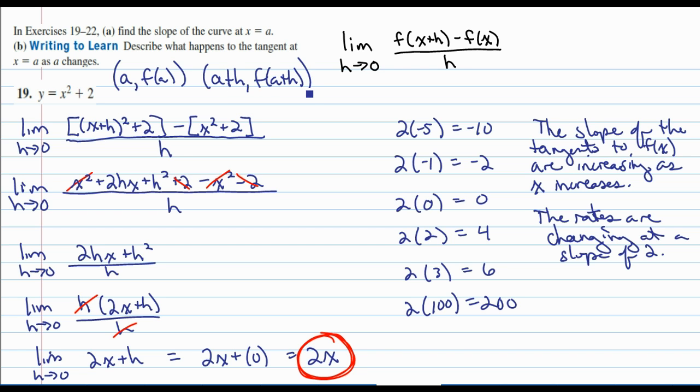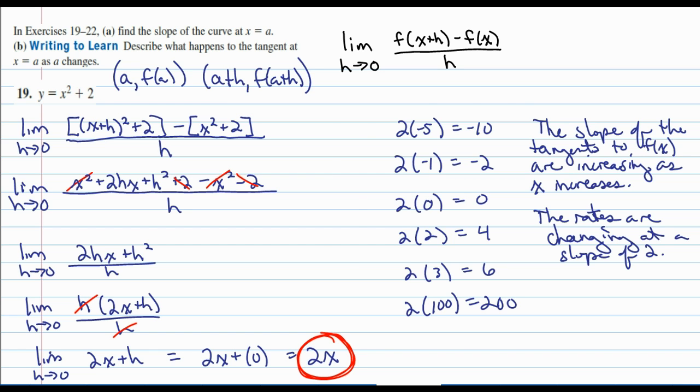Now I used x instead, which is perfectly fine. So I went through and I used an x value to represent the unknown x value that I'm trying to find the slope at. I did my difference quotient, multiplied out, simplified, factored out an h, simplified again, plugged in 0 for h, and I get a formula, 2x. Now this formula is what I can use to find the slope of the tangent to x squared plus 2 at any x value I want.